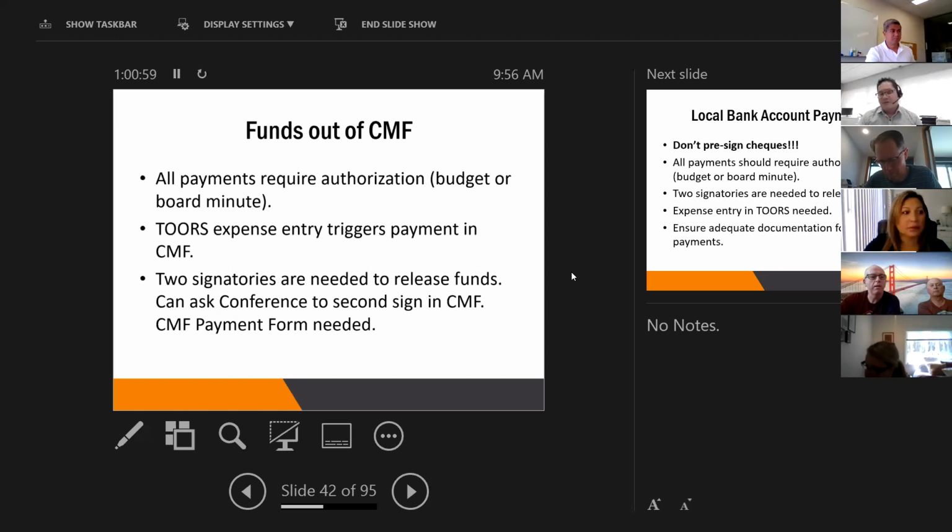And again, two signatories are needed to release the funds. Sometimes churches do not have enough available signatories for the bank. Then you can always give us a call, and we will help you second sign those payments. But we will obviously need two things: the supporting document, the bill or invoice to be paid, and also a document proving the authorization of the payment. It could be a board minute, it could be an email from your church department's budget holder, and so on.